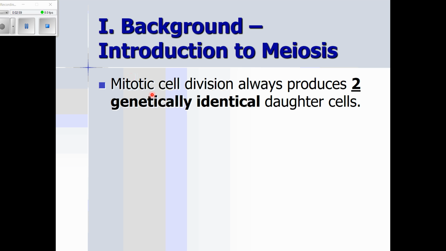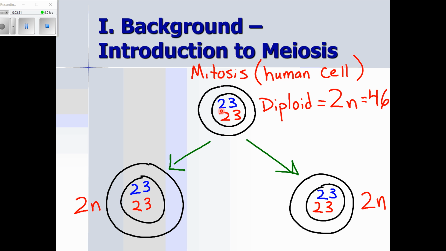Now, recently you've learned a great deal about mitosis, mitotic cell division. And we know that in mitosis, the end result is always two daughter cells, and they are genetically identical. So when a cell divides by mitosis, both daughter cells receive one copy of every single chromosome. So the number of chromosomes does not change. The two daughter cells each have the same number of chromosomes as the original cell.